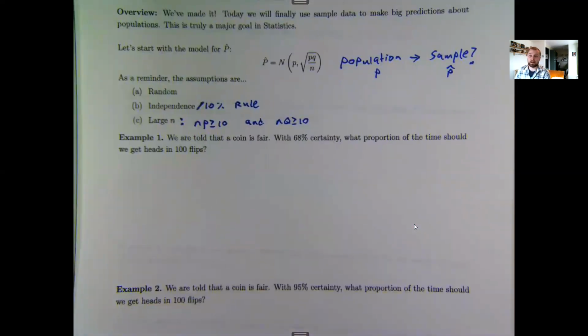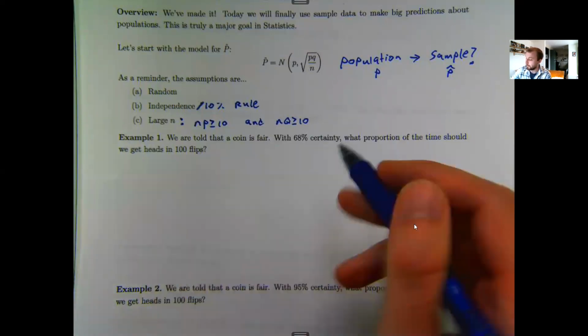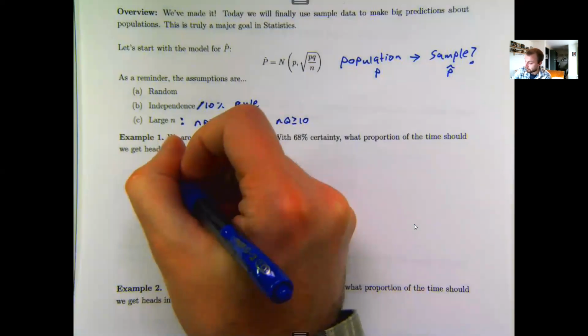Let's go ahead and see how we can make predictions about samples based off of populations using this model. And again, this is sort of like the complete opposite of where I want to end up, but it's going to get us thinking in the right way. We're told that a coin is fair. All right, let's break that down already.